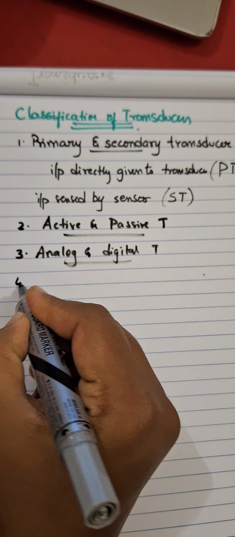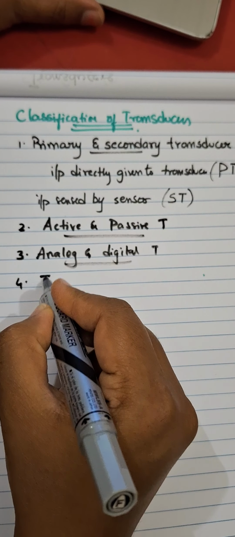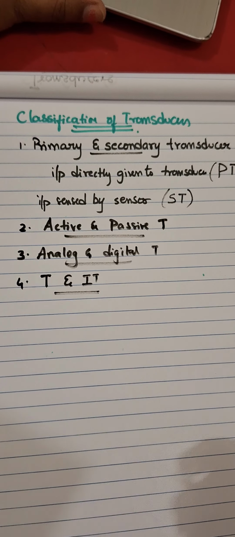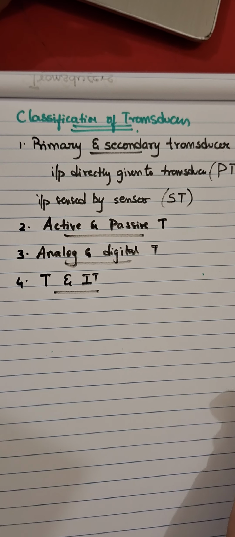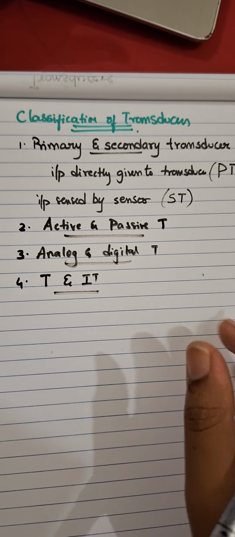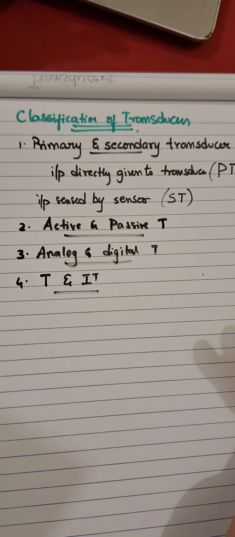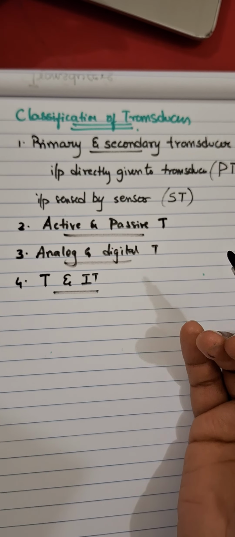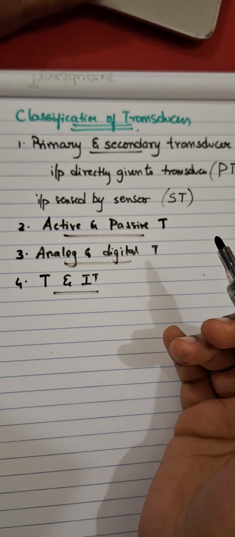Then the fourth one is transducer and inverse transducer. A transducer is a device that converts a non-electrical quantity into an electrical quantity. Inverse transducers convert an electrical quantity into a non-electrical one, just the reverse. For example, an ammeter or voltmeter converts electrical current into mechanical movement, so such things are called inverse transducers.